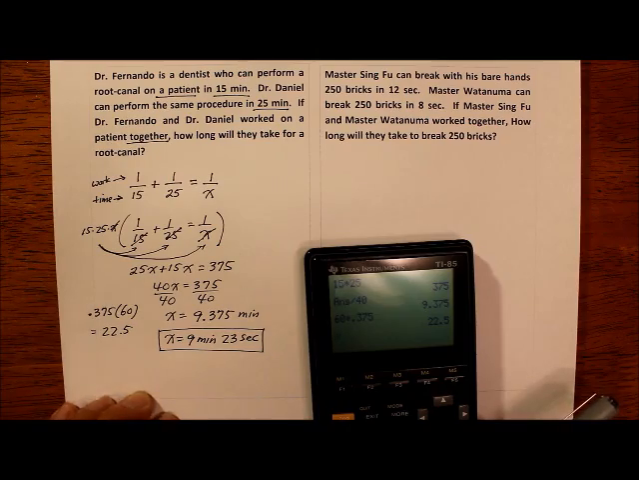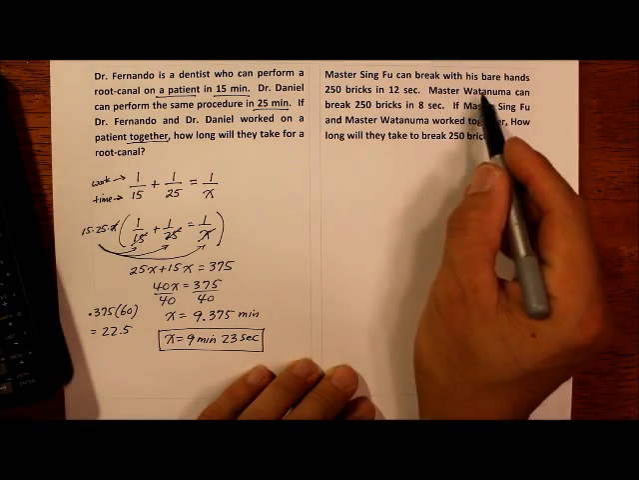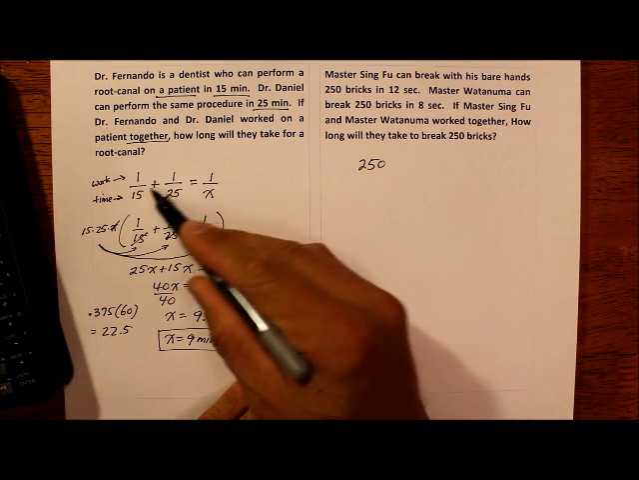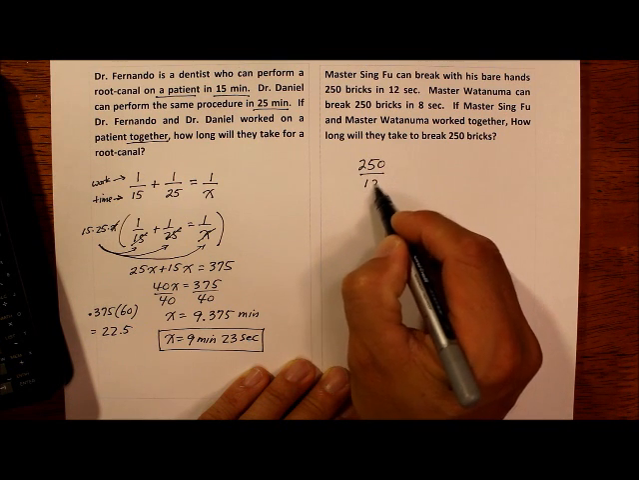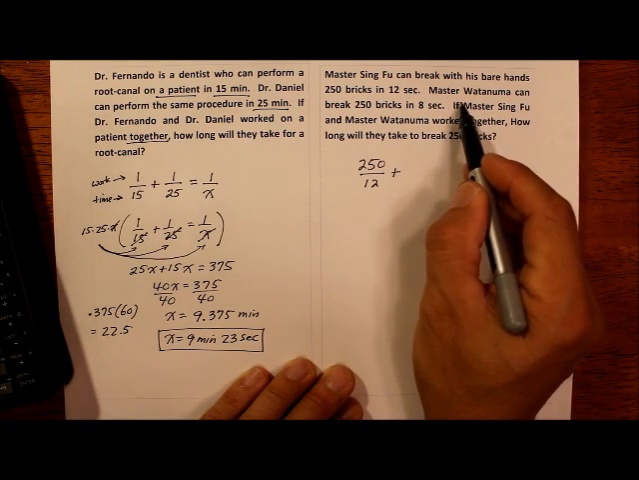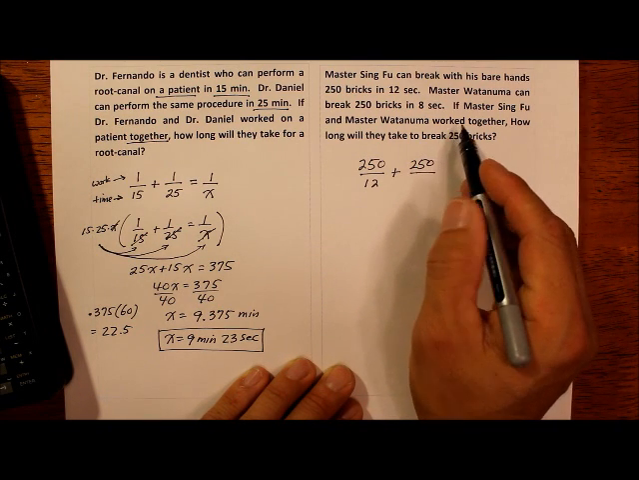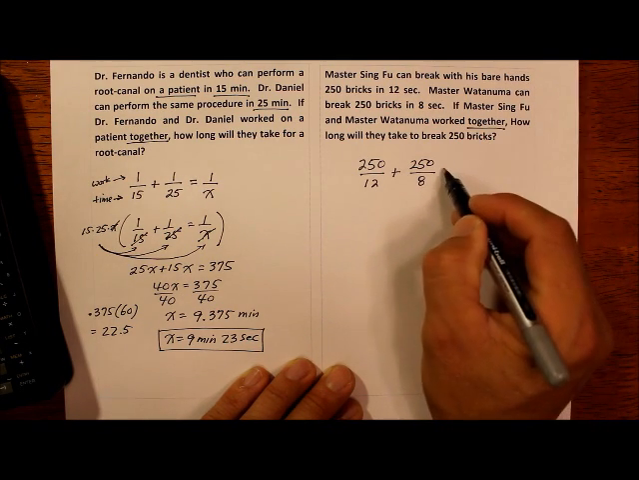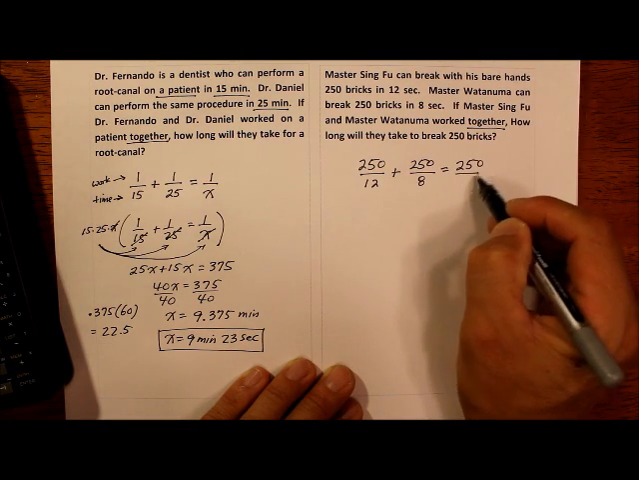Okay, so let's see here. Master Sing Fu can break with his bare hands 250 bricks. If we follow the same pattern that we did over here, the work is on top, time is on the bottom. So here's the work on top, and the time is this time not minutes but seconds. And we're going to add to that what Master Watanuma can do, which is the same, 250 bricks in 8 seconds. So the question is, if they work together, we're adding those two capabilities together, how long will it take to break 250 bricks? How long? X.